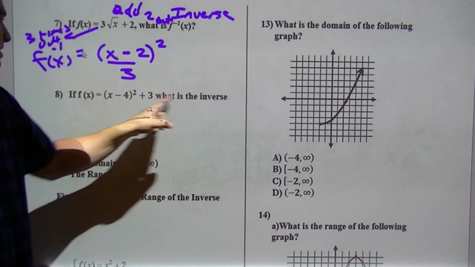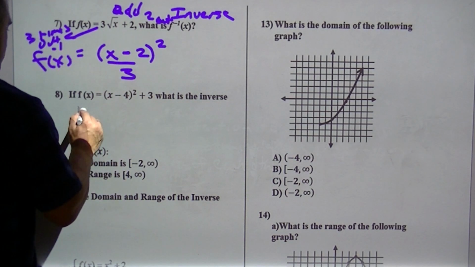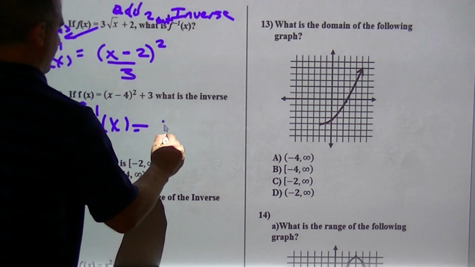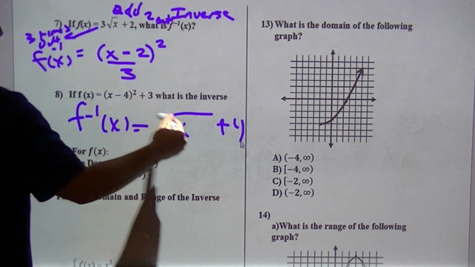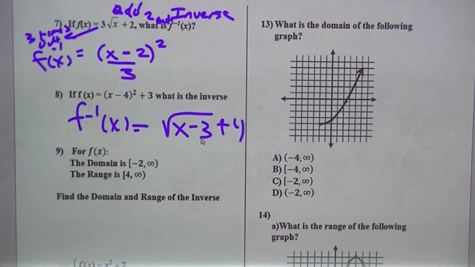Okay, what is the inverse of that? So squared would become now square root. That's minus 4 outside, so plus 4. Plus 3 outside, minus 3. Okay, pretty simple on that.